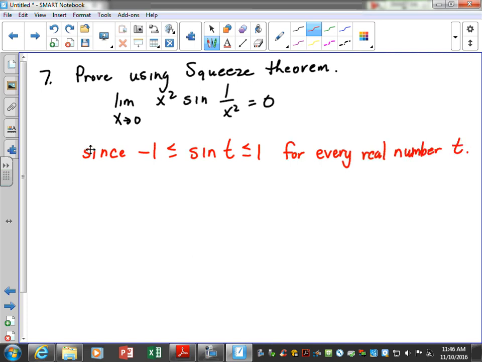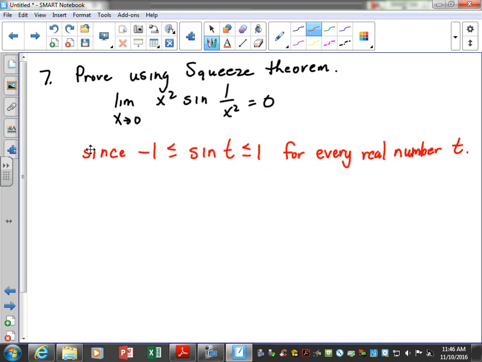This is a statement. We know this is the case because when we're talking about the y values of a sine function on our basic parent graph, it toggles back and forth, and the range is from -1 to 1 for a basic sine function. So that's just your bounds for our sine function.